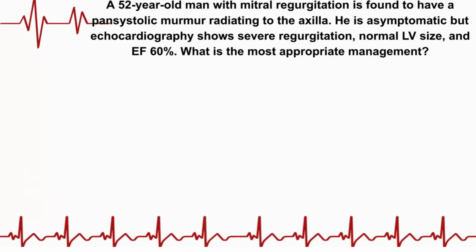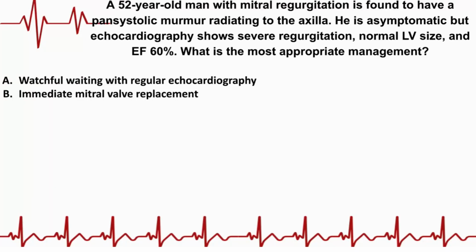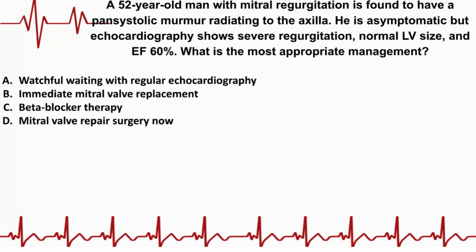Okay. A 52-year-old man with mitral regurgitation is found to have a pansystolic murmur radiating to the axilla. He is asymptomatic, but echocardiography shows severe regurgitation, normal LV size, and ejection fraction of 60%. What is the most appropriate management? A. Watchful waiting with regular echocardiography. B. Immediate mitral valve replacement. C. Beta blocker therapy. D. Mitral valve repair surgery right now.